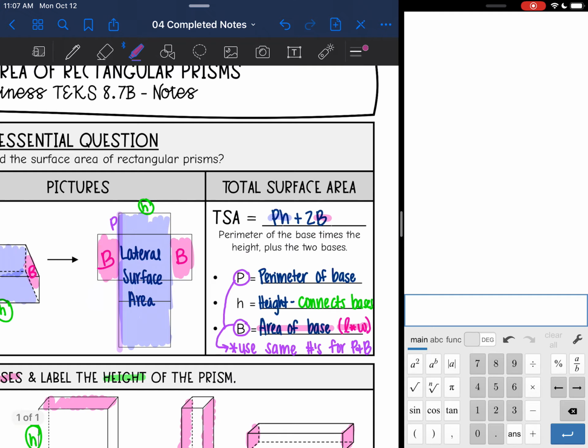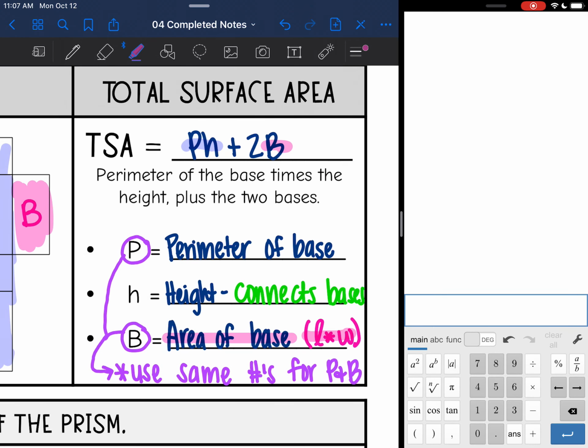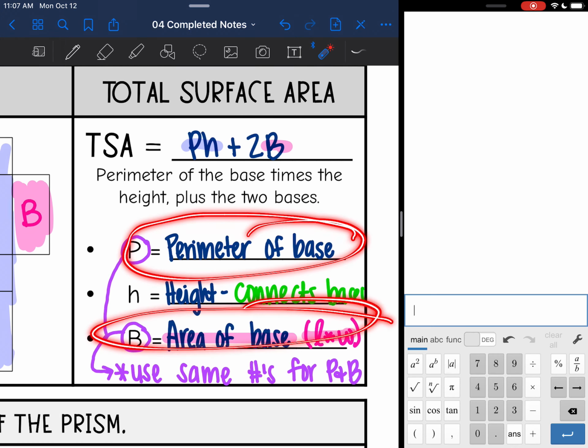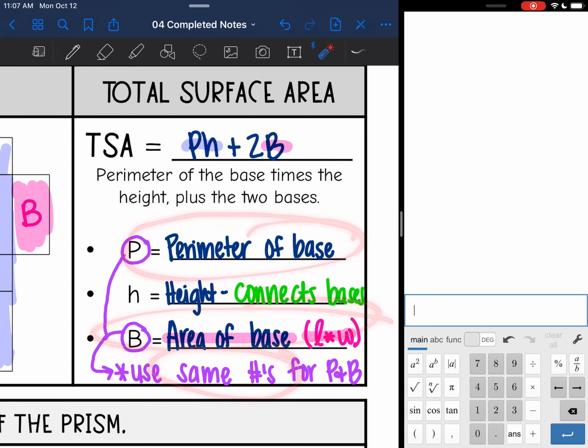Something important to note about total surface area of rectangular prisms, for the perimeter and the area of the base, you use the same numbers. If you're not using the same numbers, then you are doing something wrong.